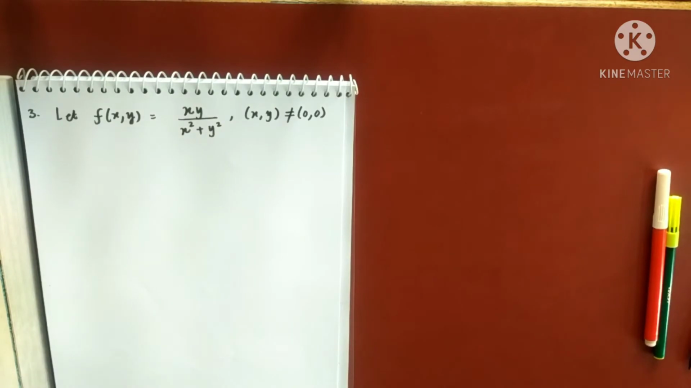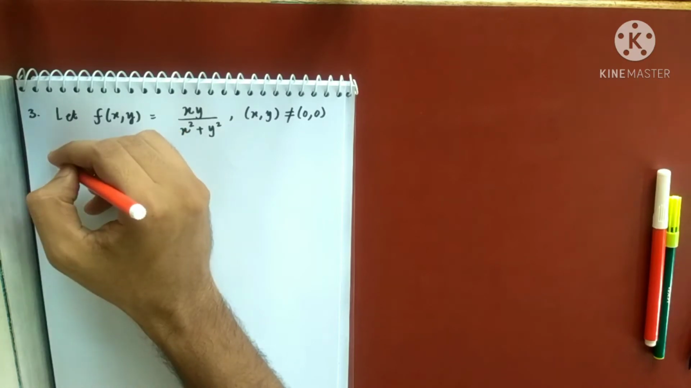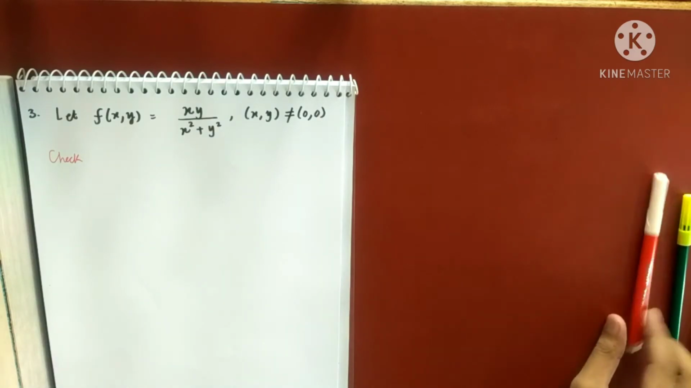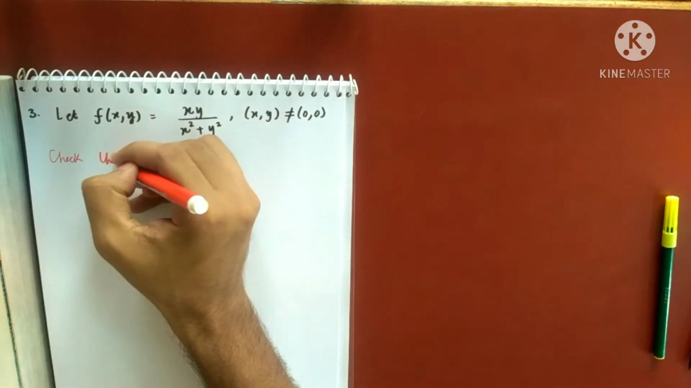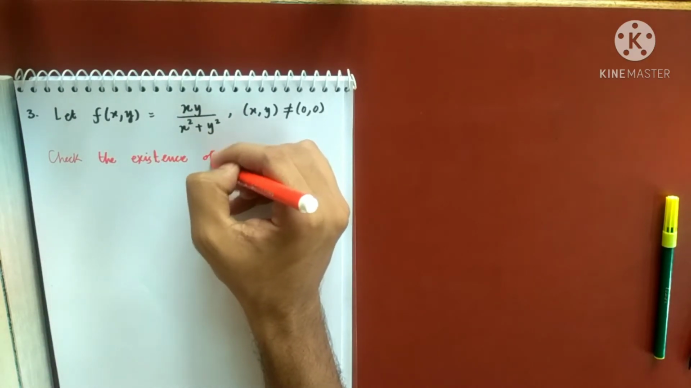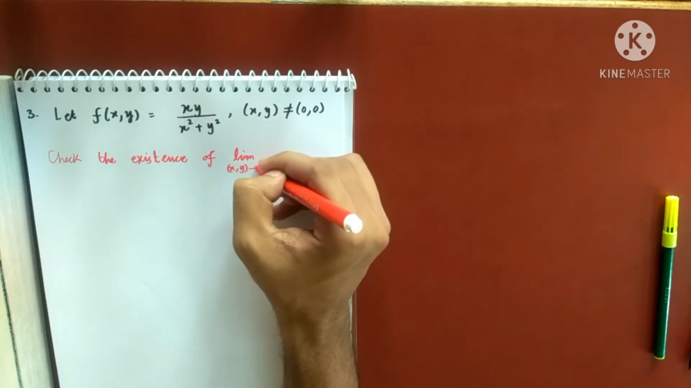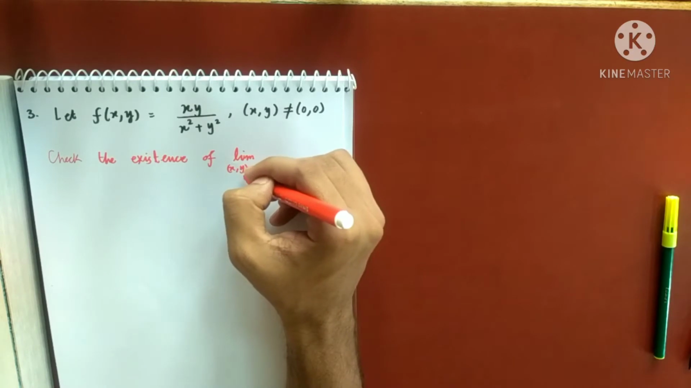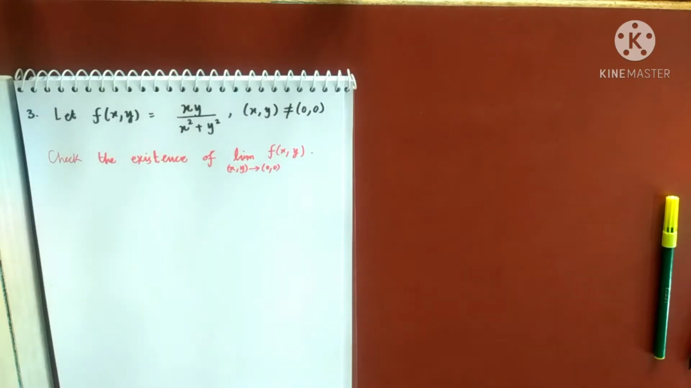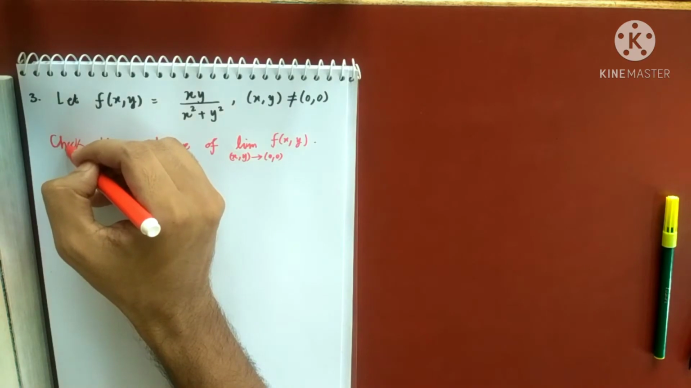Now they are asking you to check the existence of this limit: the limit as (x, y) tends to (0, 0). Another way of writing it is x tends to 0, y tends to 0, of f(x, y). You have to check whether this limit will exist or not.